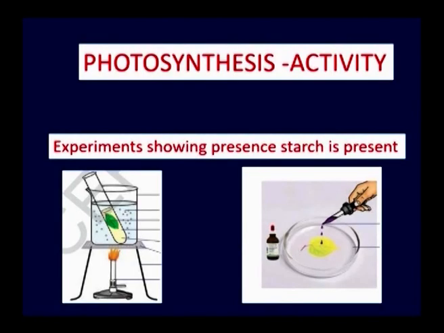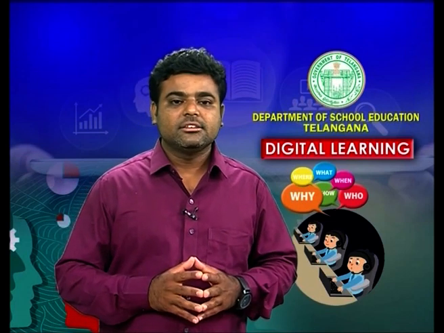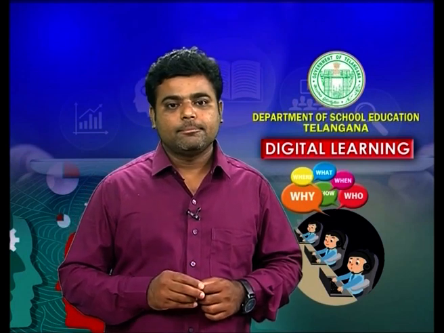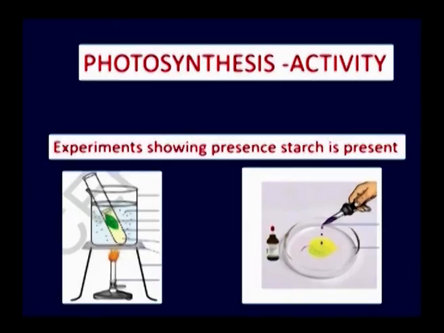Now let us do the activity: the presence of starch in a leaf. Now let us see the required material for the starch test. What are the required materials? Iodine, test tube, water in a beaker, methylated spirit, test tube holder, watch glass, Bunsen burner. Instead of a Bunsen burner, we can use a stove or induction stove. So these are the required materials for the starch test.